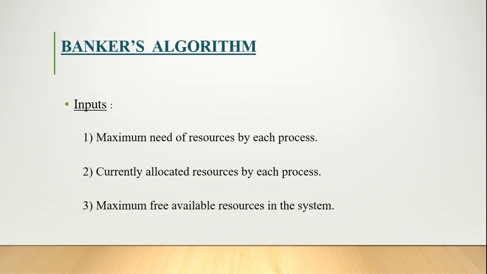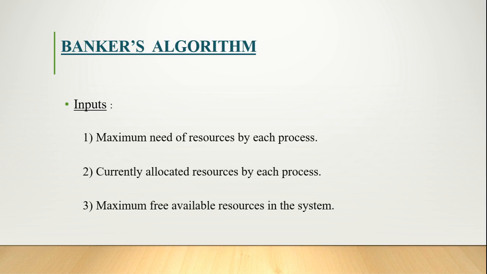Then what do you mean by a safe state? A state is said to be safe if there is some scheduling order in which every process can run to completion, even if all of them suddenly request their maximum number of resources immediately. An unsafe state can lead to a deadlock state.